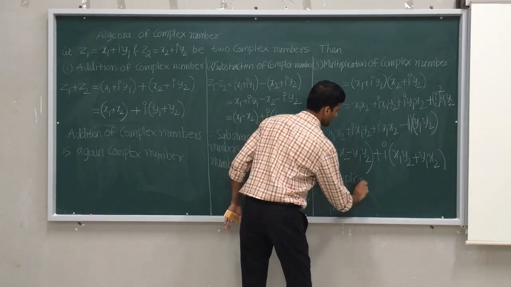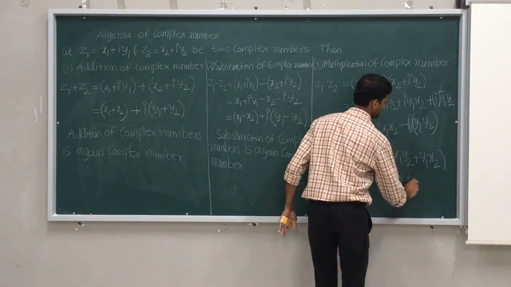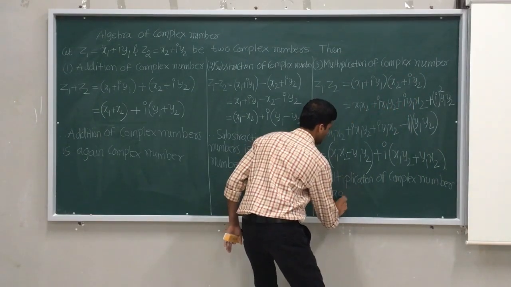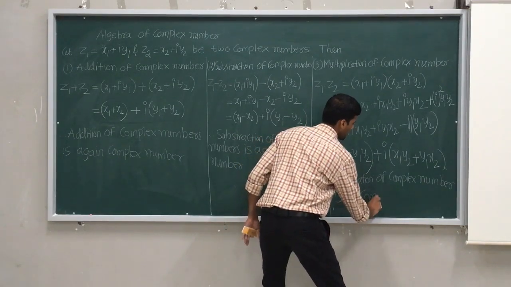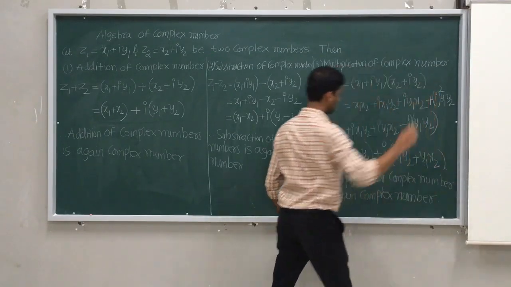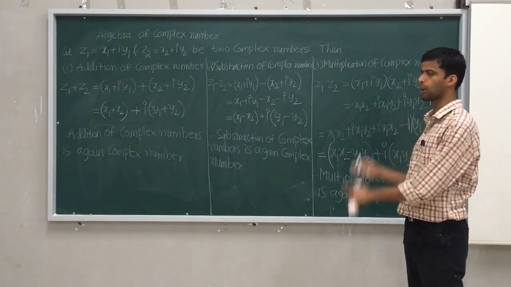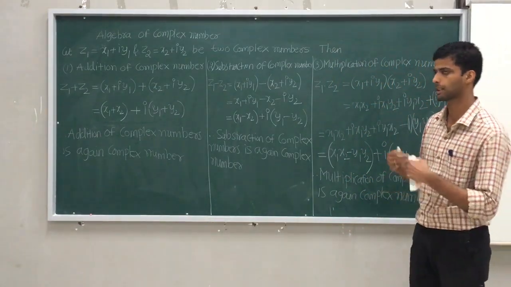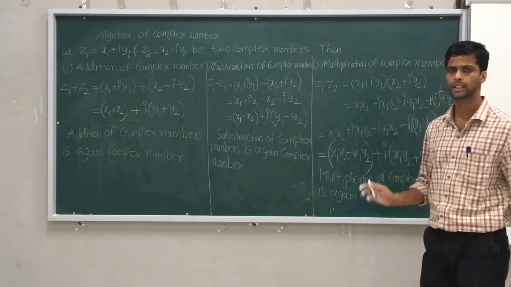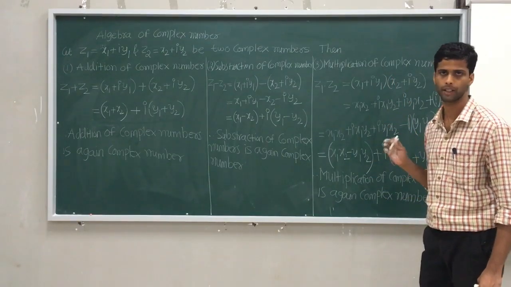Therefore, I will say the multiplication of complex numbers is again a complex number. Till now we got that if you take two complex numbers, the addition of these two is again a complex number, the subtraction of these two is again a complex number, and the multiplication of these two is again a complex number, with the idea that if i is root of -1, then i square is -1.